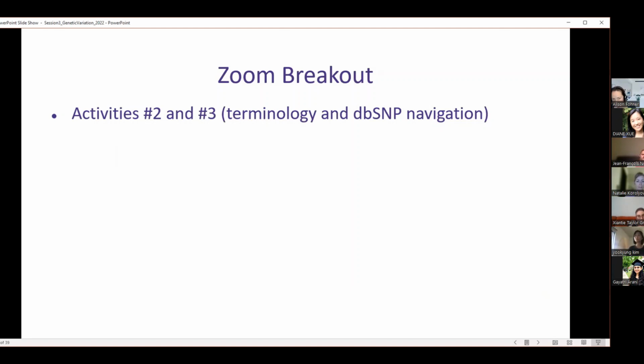So we don't have a ton of time here, but what I would like you to do is go back into your breakout rooms for 5 minutes and really focus on this dbSNP. So the activity number 3, which is where you'll gain experience navigating dbSNP and figuring out how to find different information within dbSNP. And we'll spend 4 minutes there and then come back and see if people have questions.